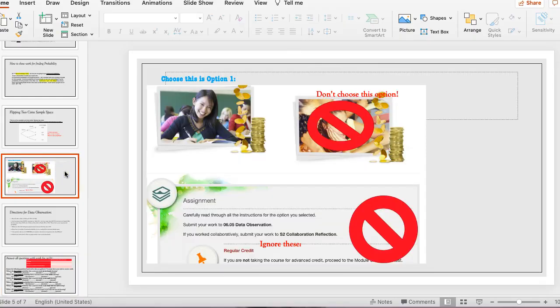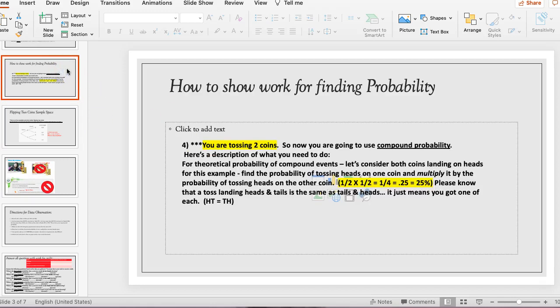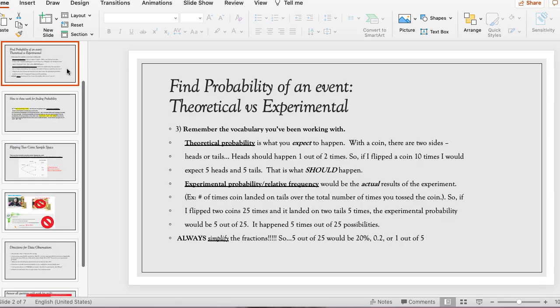Remember, when you go to do this assignment, you're going to click on option 1. You will want to refer back to this sample space as you are finding your theoretical probability. You may need to look back at how to show work, although the template filling in the blanks should help you with that. You may need to look back if you get confused and forget what is the difference between theoretical probability and experimental probability. And again, this document came straight from the one posted in the announcements for week 7 by Ms.